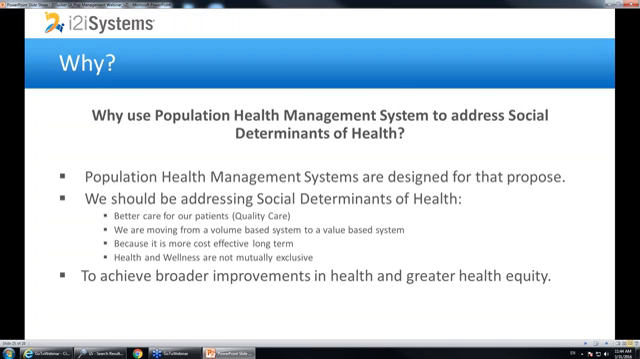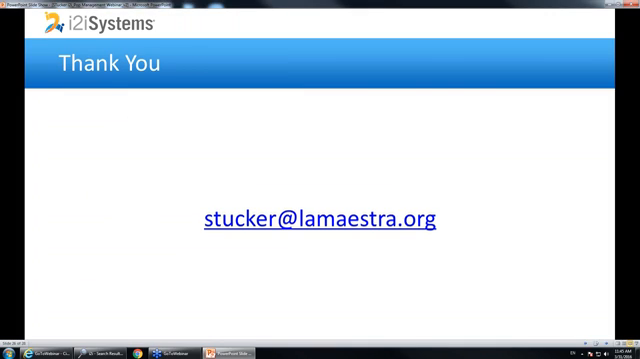We have to address social determinants of health to be able to achieve quality care, to better care for our patients. Because also we're moving from a volume-based system to a value-based system. So we are ready for the reform that is coming, because it is more cost-effective long-term, and because health and wellness are not mutually exclusive. They go hand in hand. To achieve a broader improvement in health and a greater health equity, that is very important. Thank you very much for your attention.